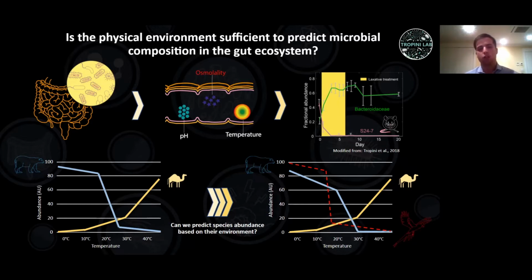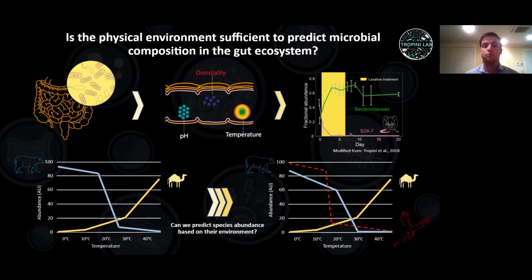And in my project, we're trying to understand whether we can predict species abundance based on their environment. Just to link it back to climate change again, being able to predict bacterial abundance and growth in the gut based on osmolality would be the equivalent of being able to pinpoint exactly, for example, how many parrots there would be on Earth based on the temperature of the environment.